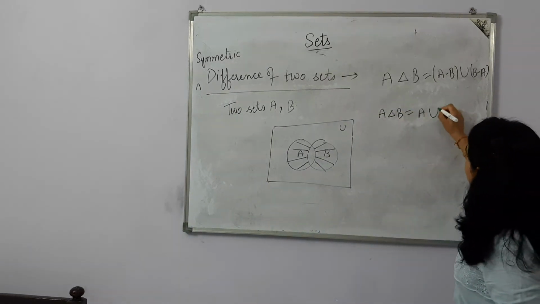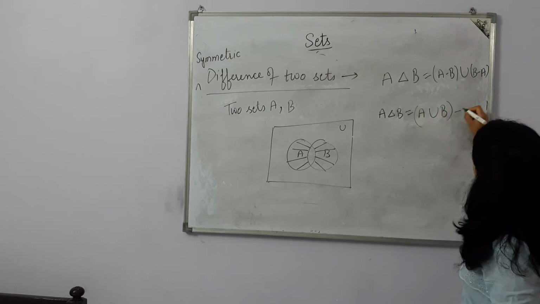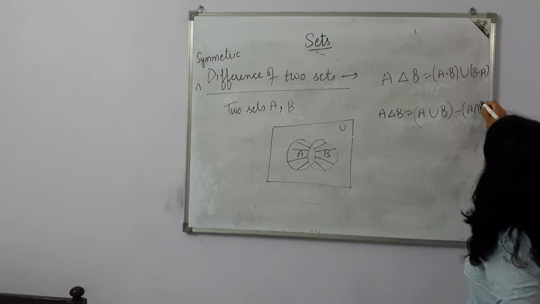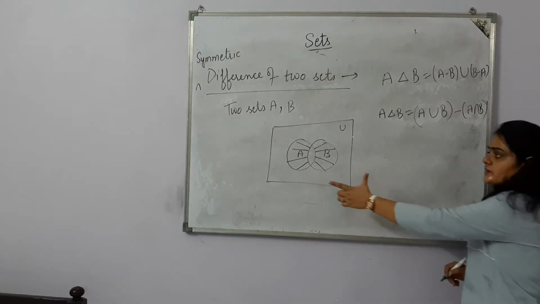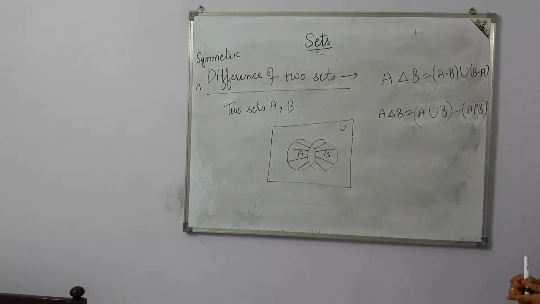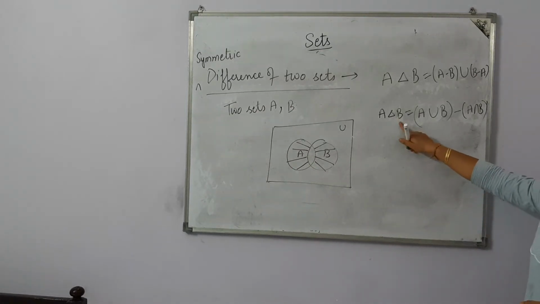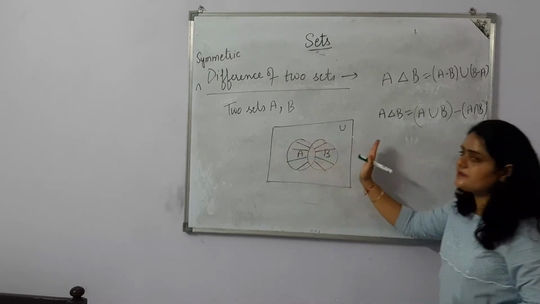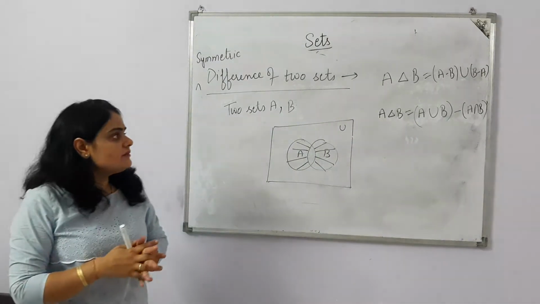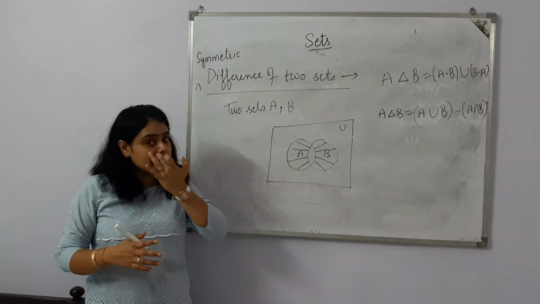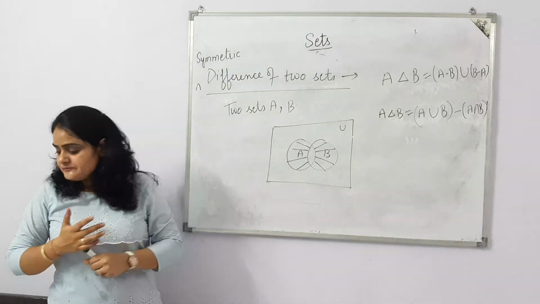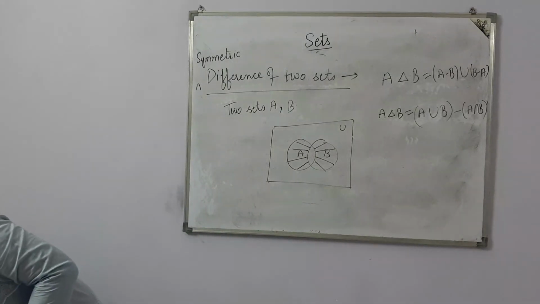Or we can write A delta B as: from A union B we'll subtract A intersection B. From A union B we subtract this common portion, and we get A delta B. Or you can write A minus B's portion and B minus A's portion, both sets' union. The union of A minus B and B minus A is called A delta B. This is called symmetric difference of two sets. Now let's do some questions on these topics.